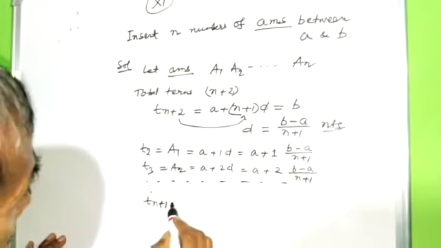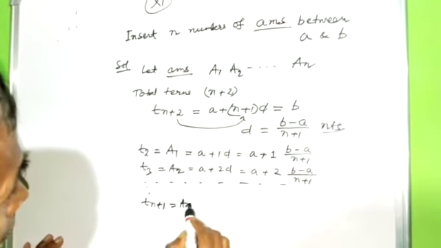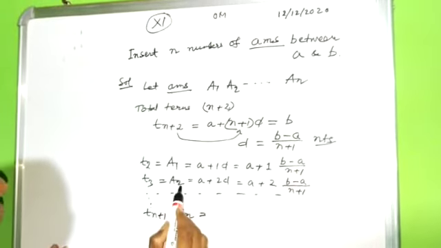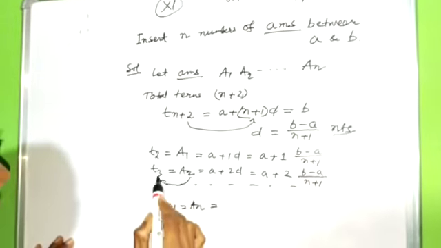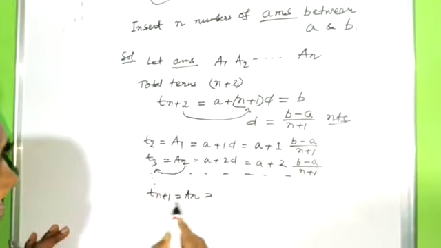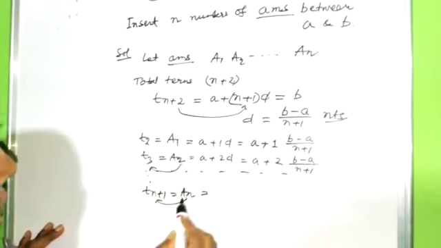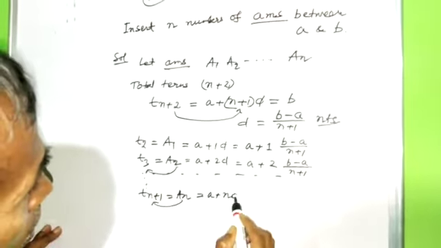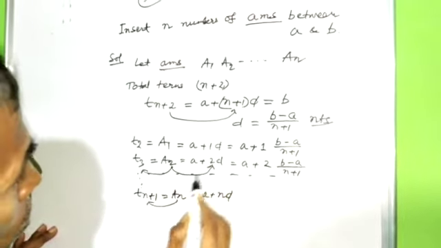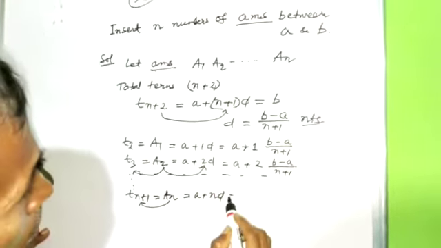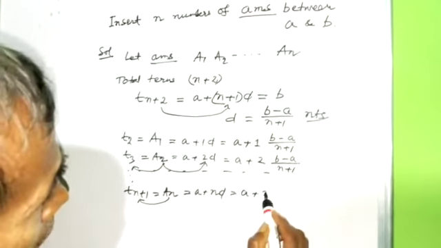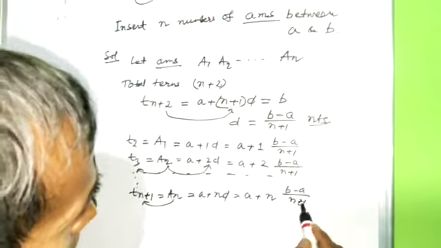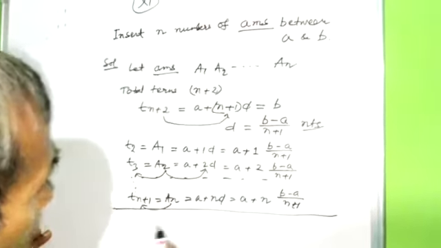T(N+1) equals AN. This is 2, this is 3, therefore 2 plus 1; this is N, therefore N plus 1. AN equals A plus ND. Two equals 2, therefore N equals 1, equals A plus N times (B minus A) by (N plus 1).